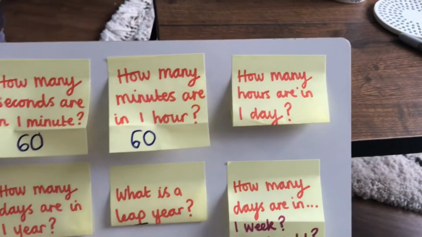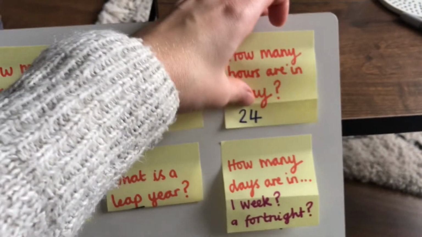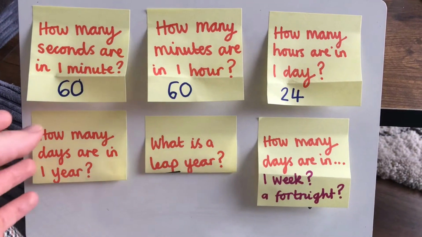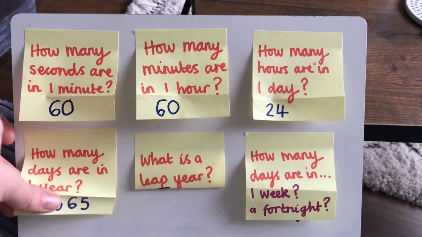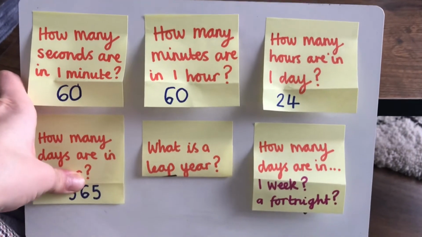How many hours are there in 1 day? There are 24 hours in 1 day. How many days are in 1 year? It's a 3-digit number. It starts with 3. It's 365. What is a leap year?